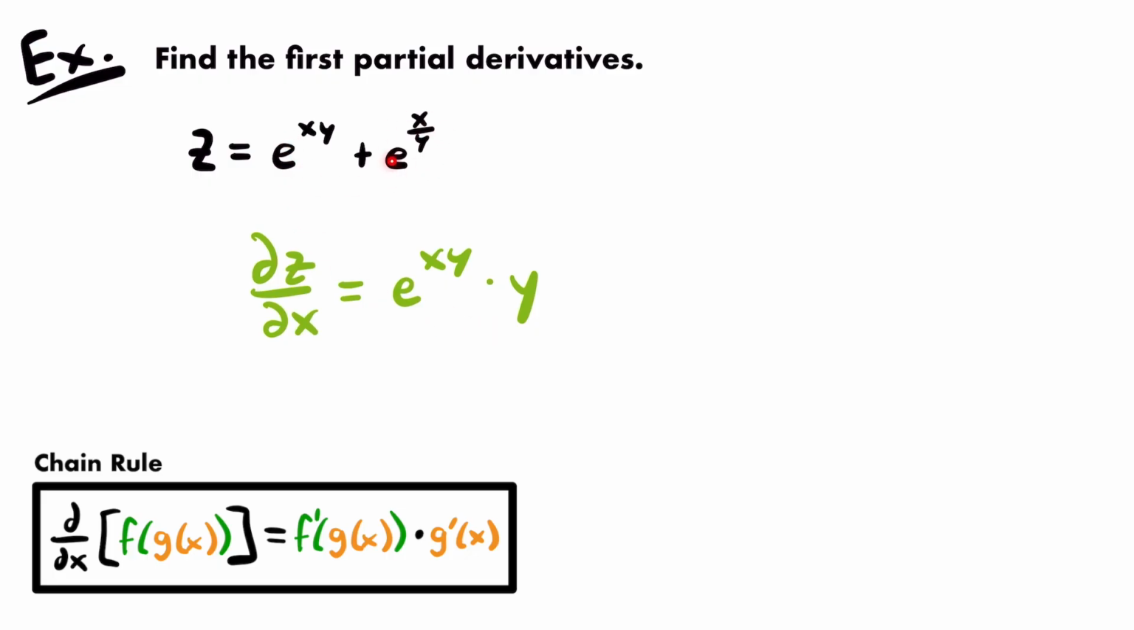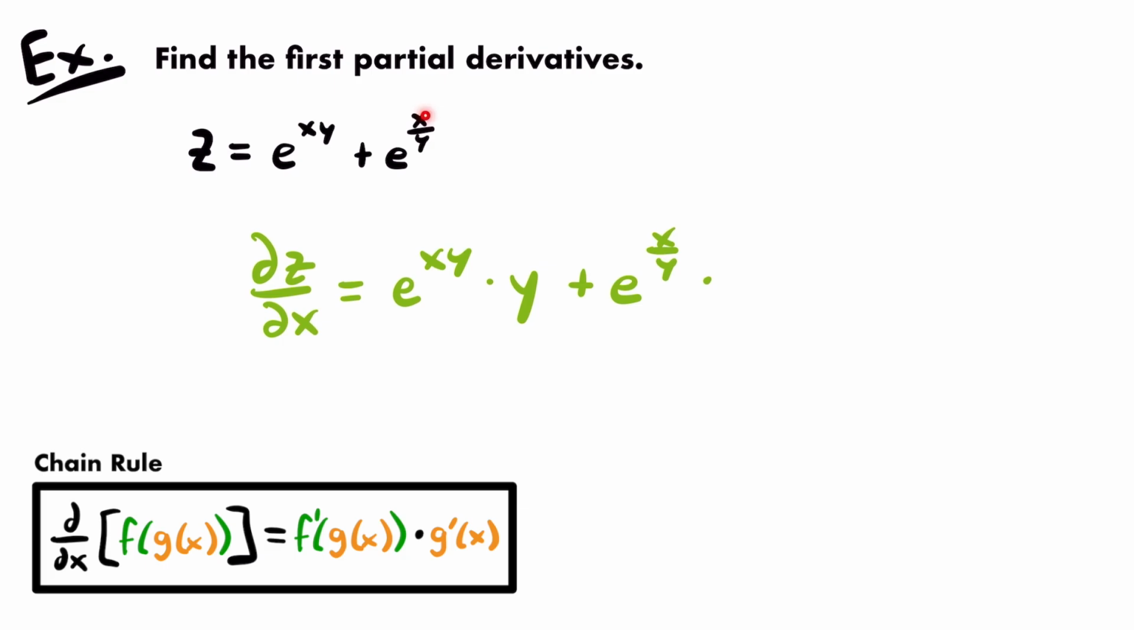Now let's move on to the second one, where we once again need to use the chain rule because we have e to the power of x divided by y. The outside function is e, the inside function is x divided by y. The derivative will start by just rewriting that exponential function because that would be the derivative of the outside. The derivative of e is itself, but you keep that same inside function, but then you want to multiply by the derivative of that inside function.